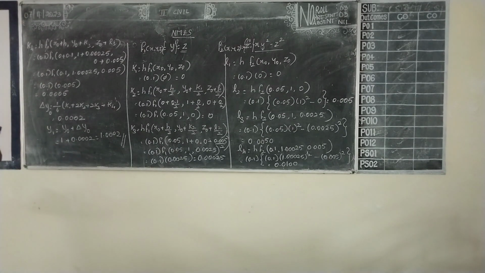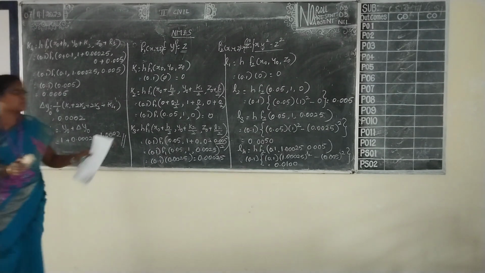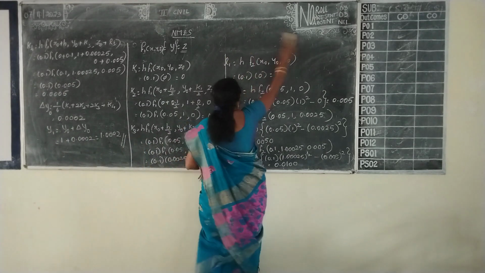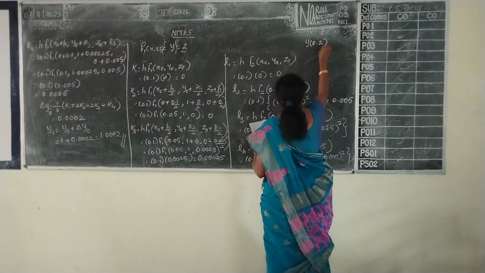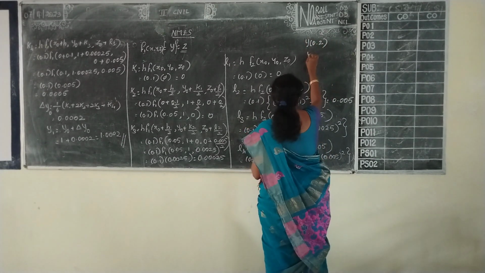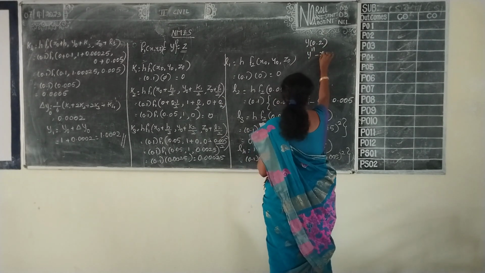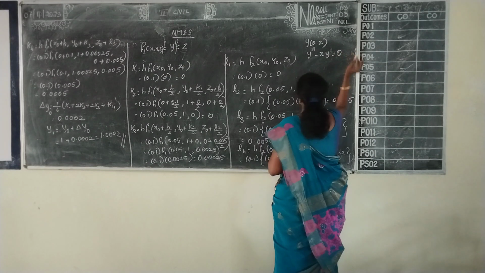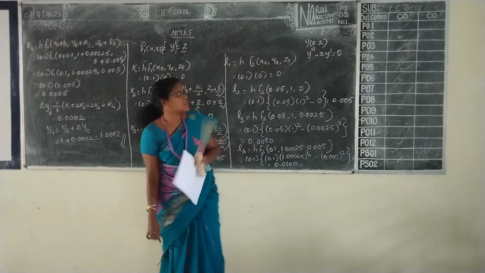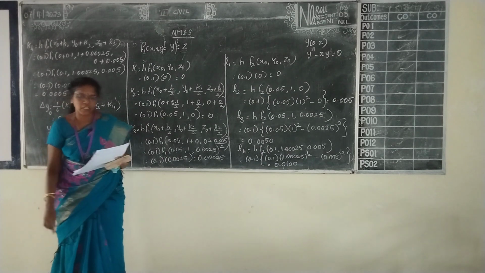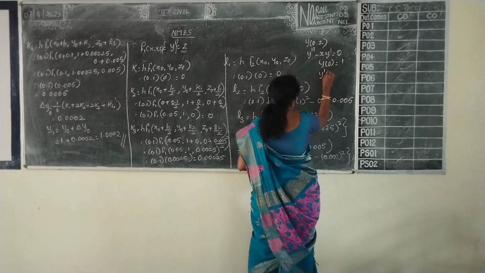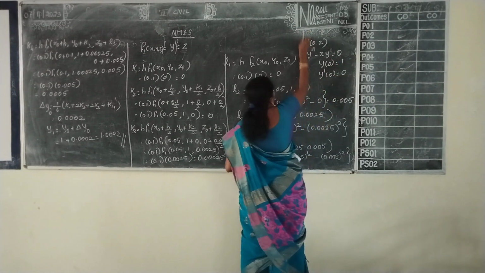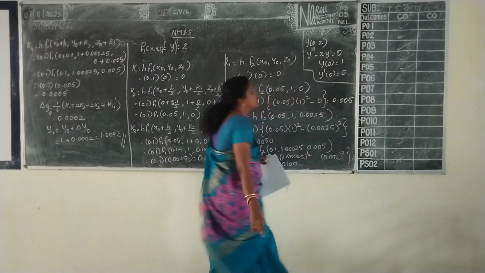Yes. So I'm going to give you one more problem. You have to solve individually and give me the answer. Okay. So take the next problem. Find y of 0.2 if y double dash minus x y dash equal to 0, comma y of 0 equal to 1, y dash of 0 equal to 0.